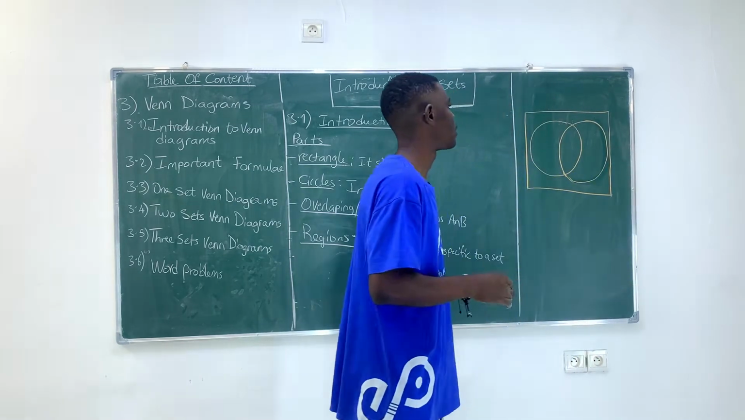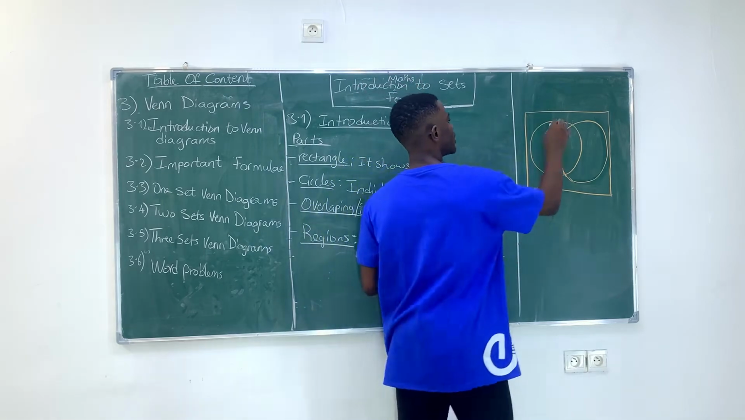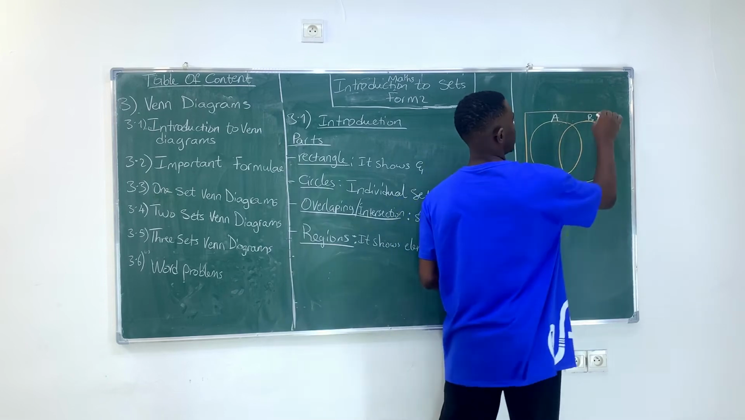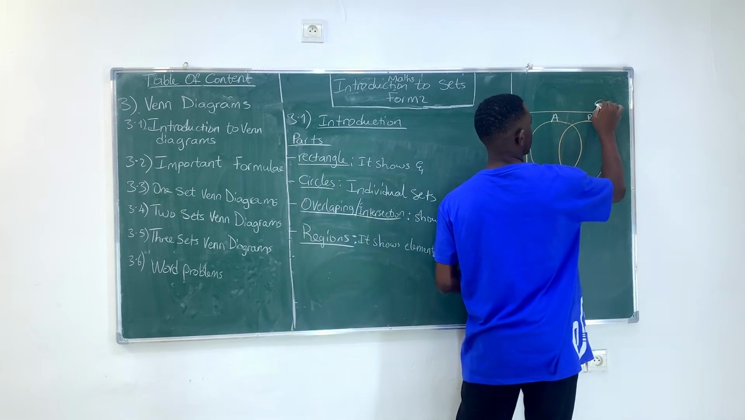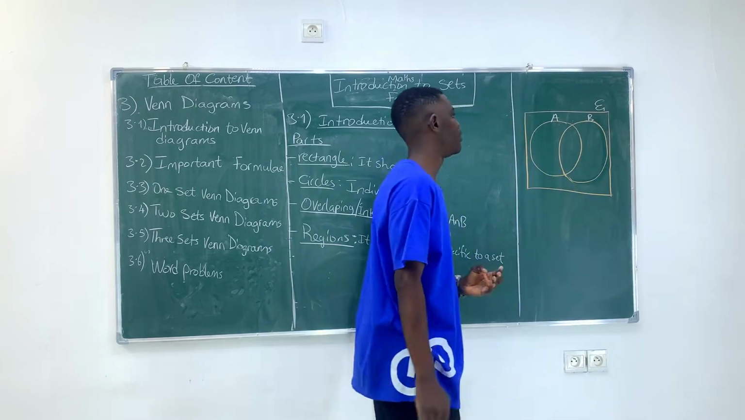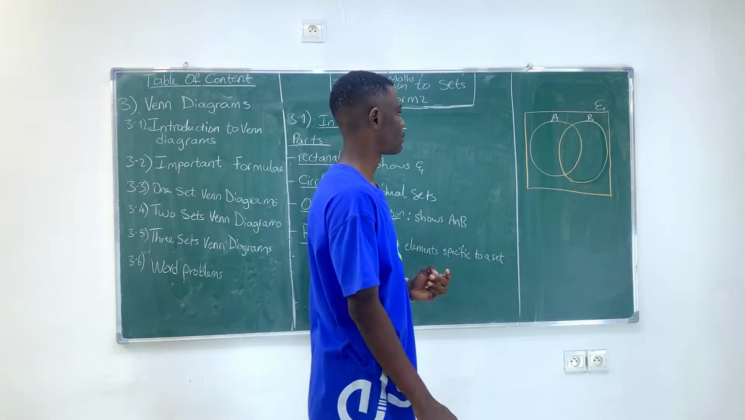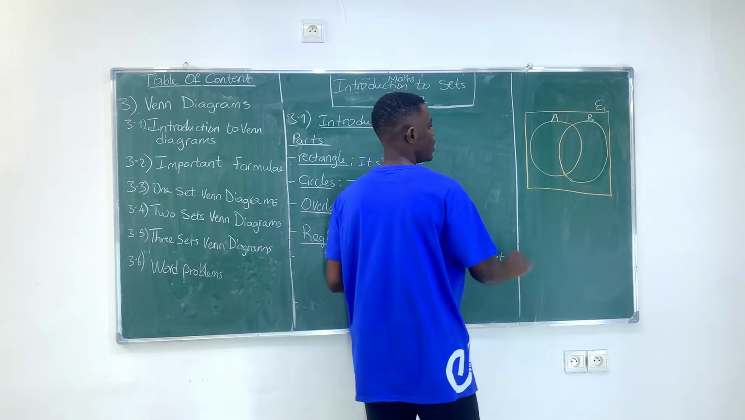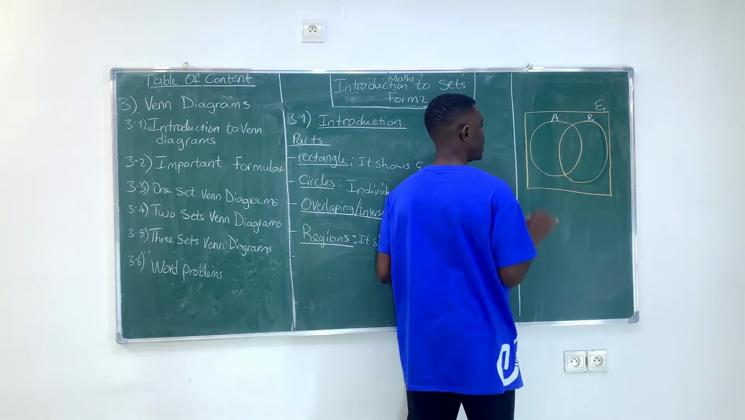Okay, let's consider that second. So if this is our set A and this is our set B, this will be our universal set. So this is a region. Let me name all the parts.